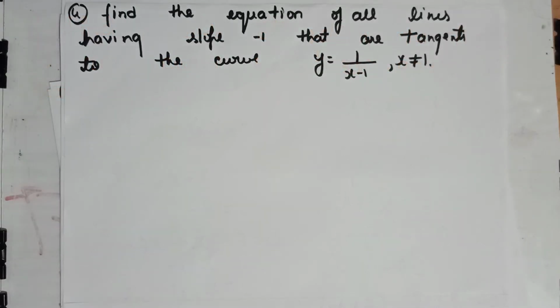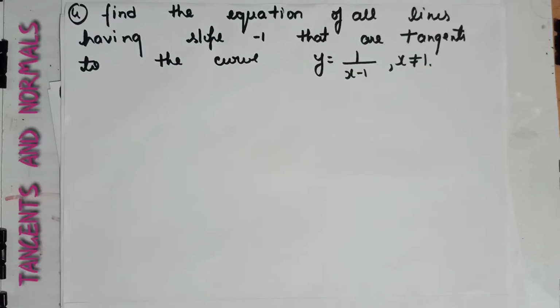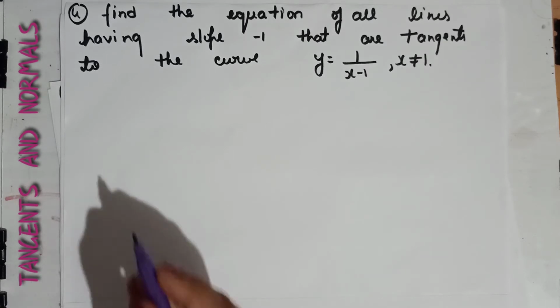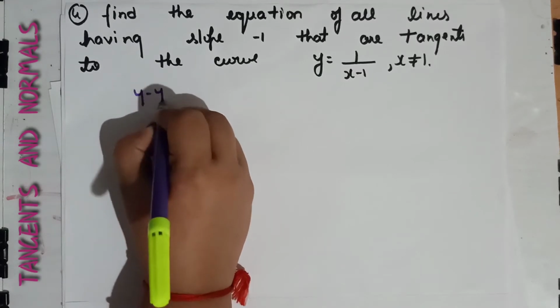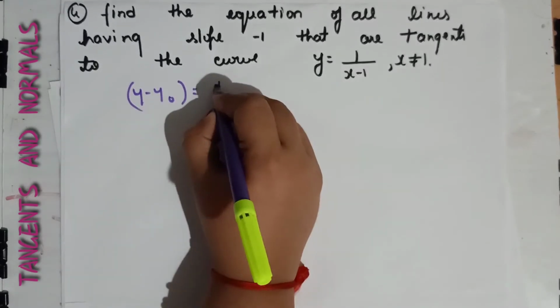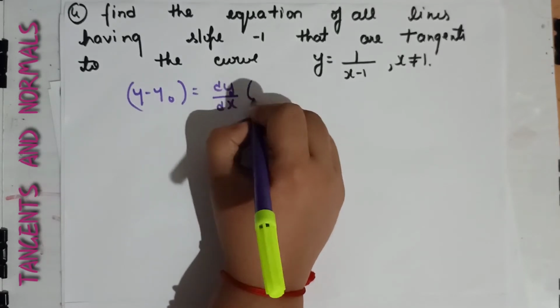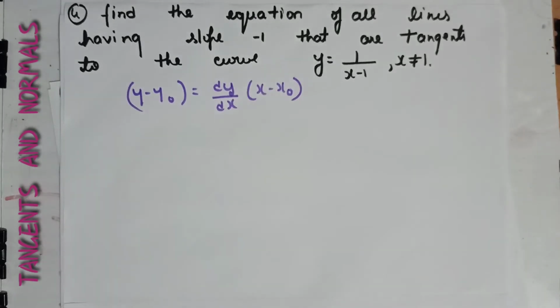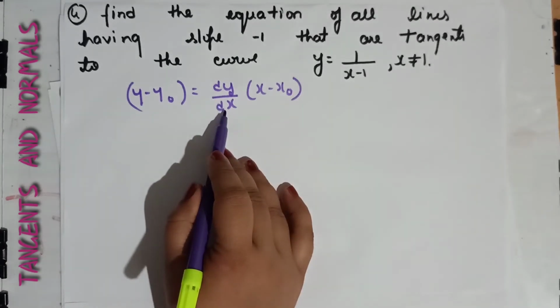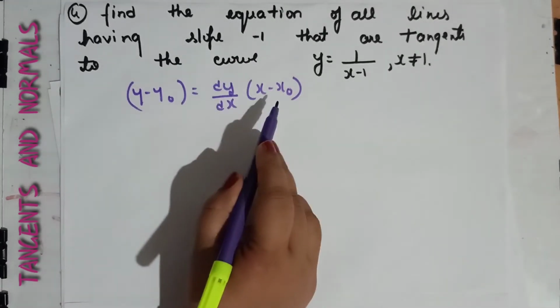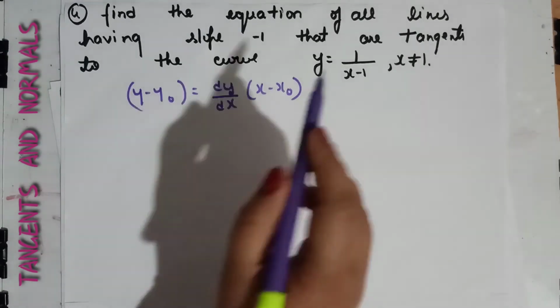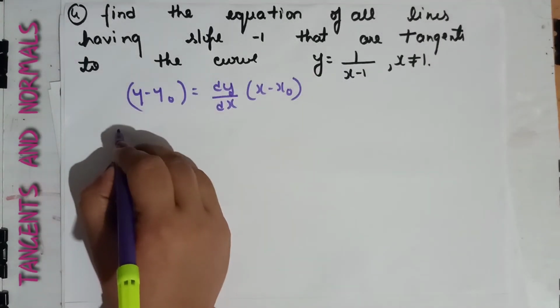Fourth question. Find the equation of all lines having the slope minus 1 that are tangent to the curve y is equal to 1 by x minus 1, where x is not equal to 1. Now we have to find the equation of the tangent. So the equation of the tangent is given by y minus y naught equal to dy by dx into x minus x naught. So here dy by dx is minus 1. We need to find out x naught and y naught. So first we will find out dy by dx for the given curve.